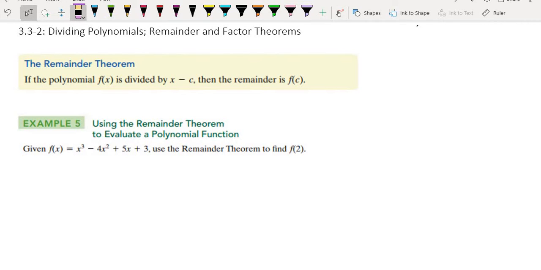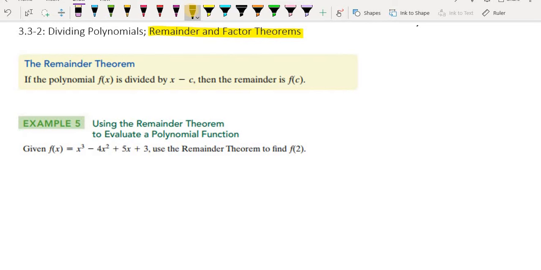Hello guys, today we're going to finish 3.3. In this lesson, we're going to focus on the remainder and the factor theorem. So what is the remainder theorem? If the polynomial f of x is divided by x minus c, then the remainder is f of c. Okay, let's go ahead and take a look at an example.